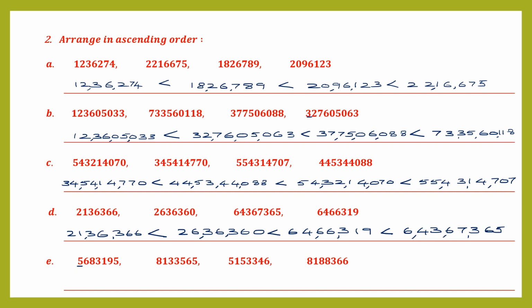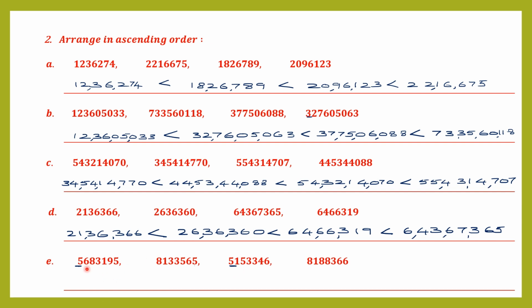Here we have 1, 2, 3, 4, 5, 6, 7 digits, and the same for each of the others. So they're all 7-digit numbers. Now we have to look at the digit on the extreme left. Here we have 5, 8, 5, 8. The smaller ones are the ones starting with 5. So let's look at only these two numbers starting with 5, this and this.